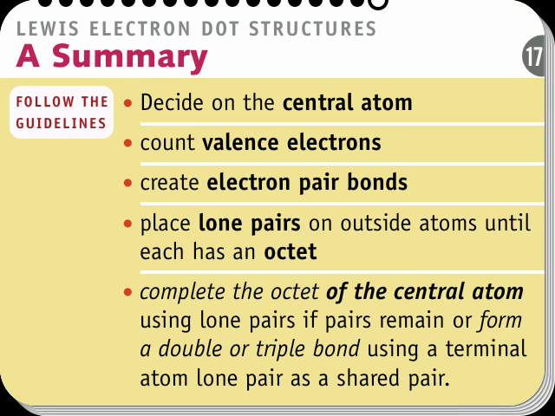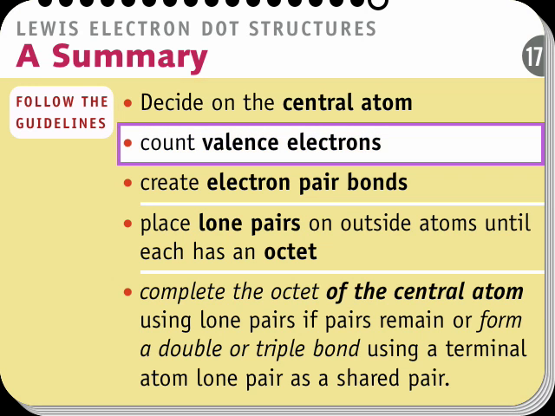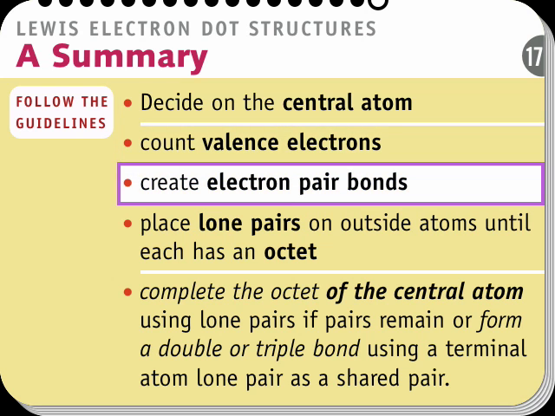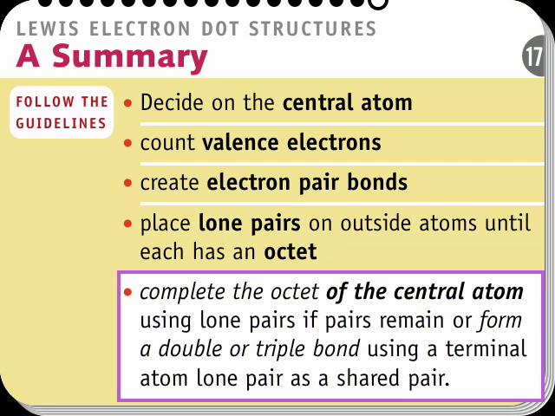It is important in chemistry to be able to draw Lewis electron dot structures, and you can be successful if you follow the guidelines. First, decide on the central atom, then count valence electrons. Next, create electron pair bonds. Then place lone pairs of electrons on outside atoms until each one has an octet. Finally, complete the octet of the central atom using lone pairs, if any remain, or form a double or triple bond using a terminal atom lone pair as a shared pair if necessary.